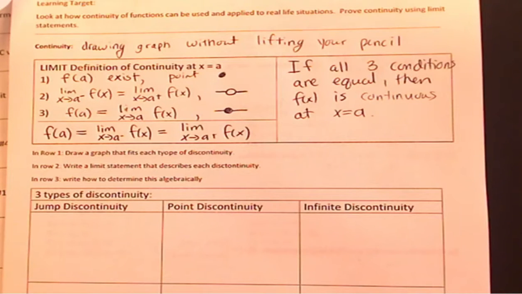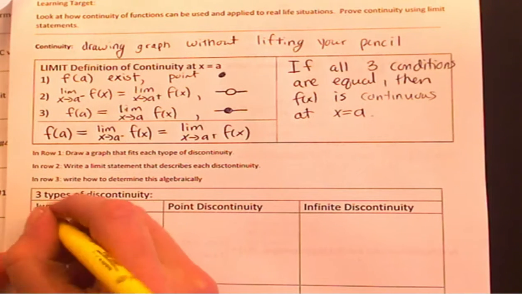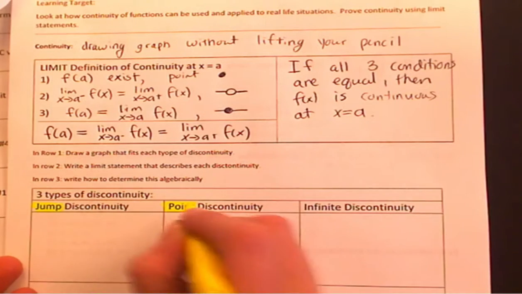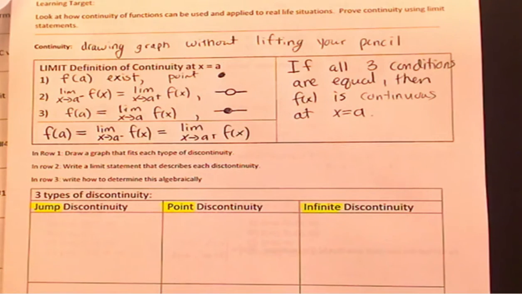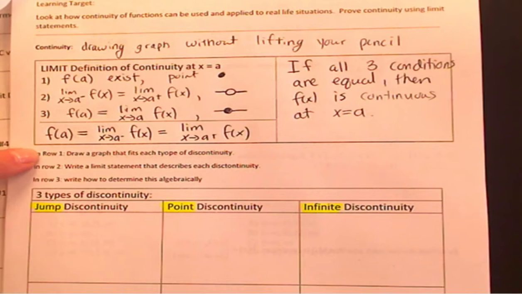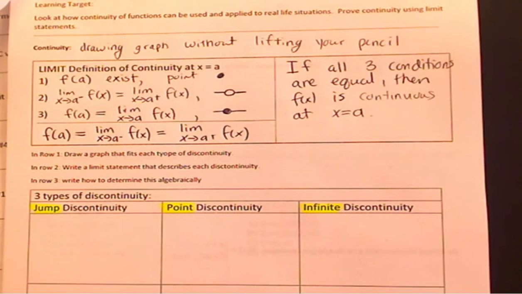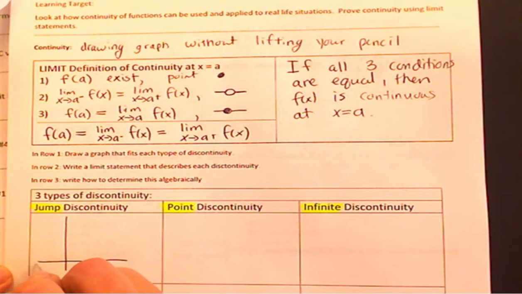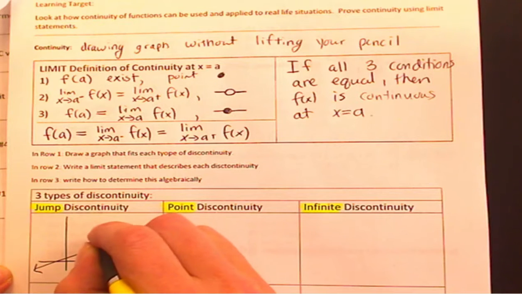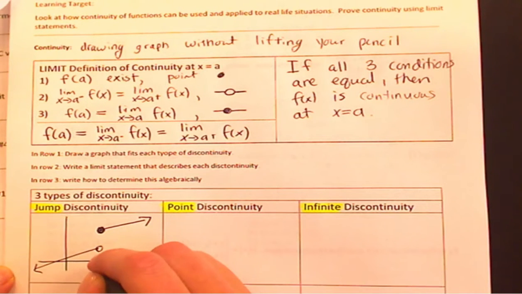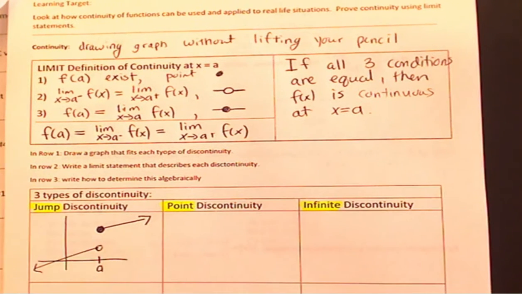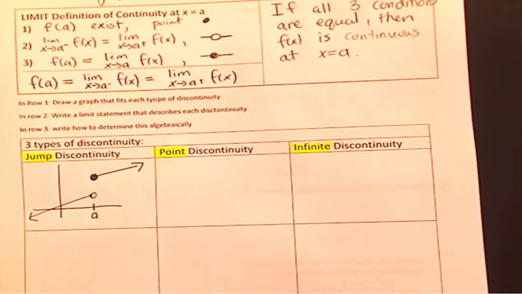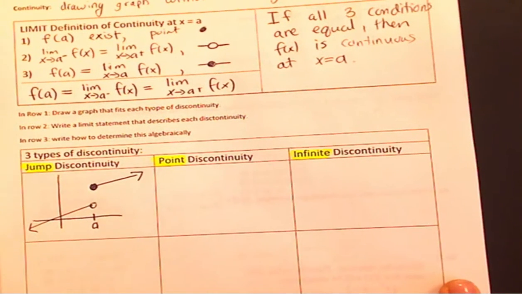Okay, so we have some vocab words that we're going to look at. Jump, point, infinite. Okay, in the first row, we're going to draw a graph that fits this type of discontinuity. So we're going to draw a jump discontinuity. Okay, most of you already said the word jump, so I'm going to assume you know what that means. Okay, now I'm not labeling the y coordinate, I'm only labeling the x coordinate at x equals a. That's it.